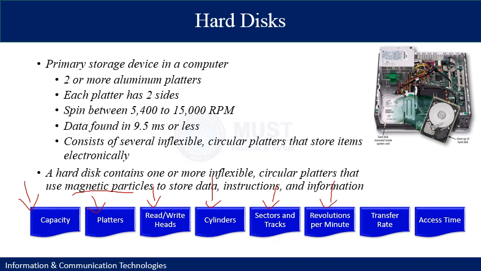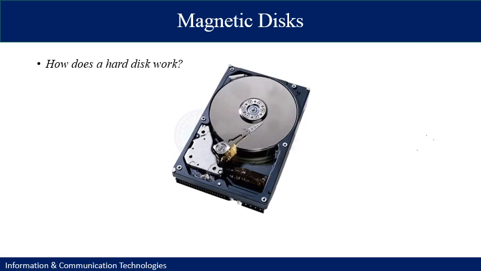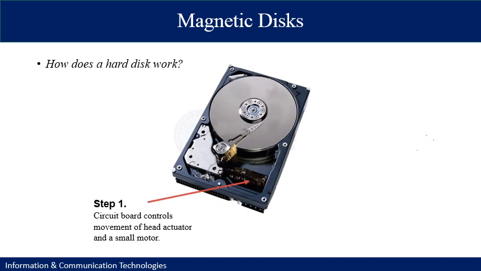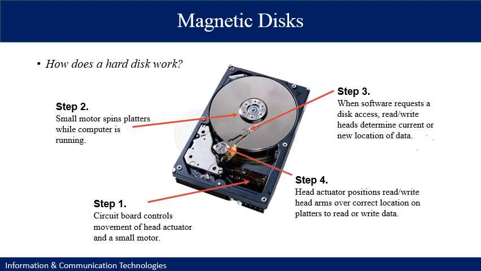There are different revolutions, such as spins per minute, and there are different transfer and access time rates depending upon the technology being used. So if you look at the working of the hard disk, usually the first step is the command from the CPU to the circuit board that controls the movement of the head actuator and a small motor. In the second step, the small motor spins the platters or the disk drive while the computer is running.